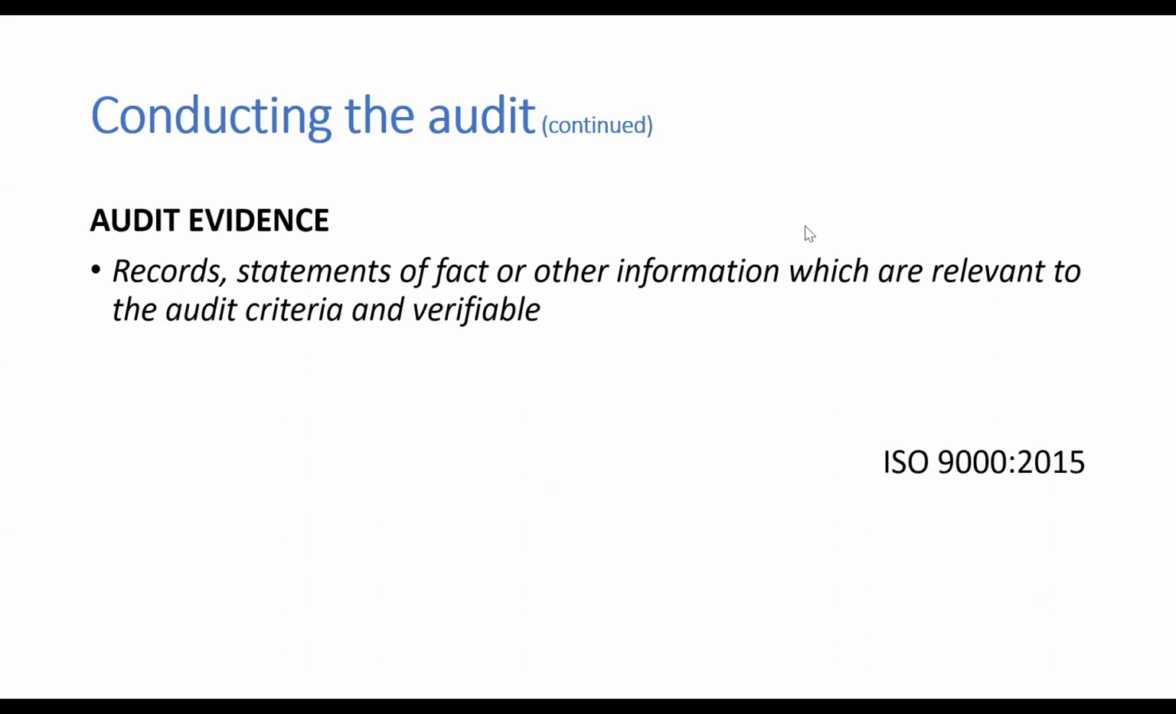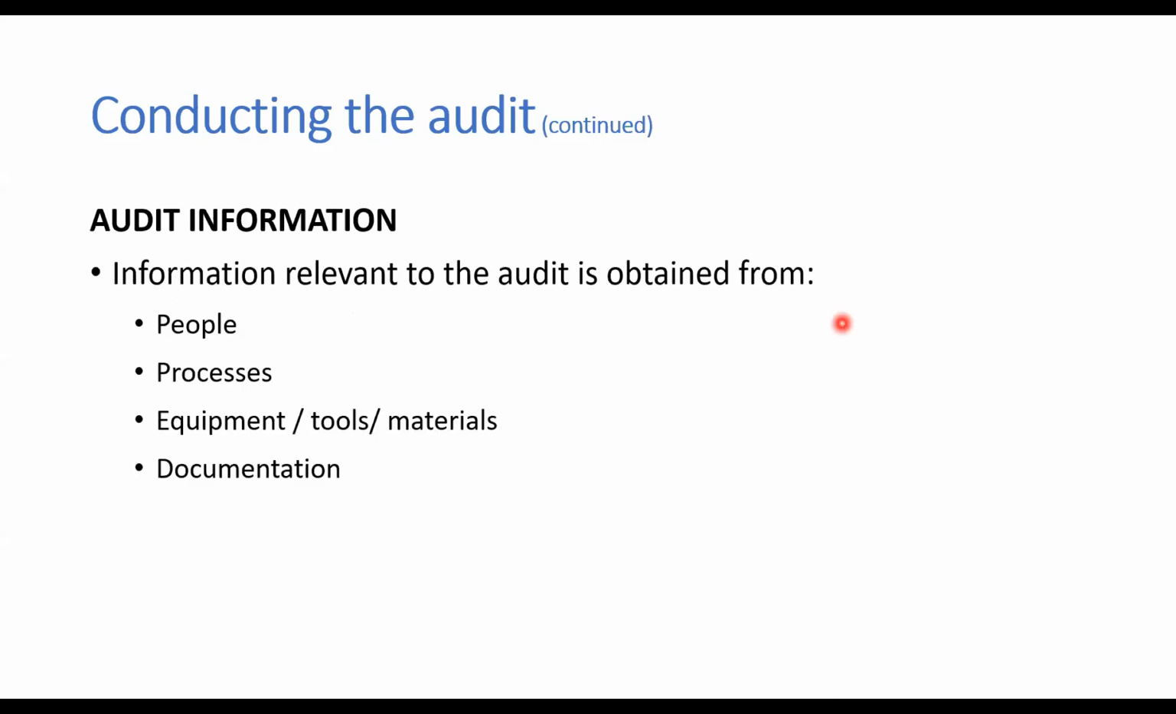This we already discussed, that evidence are records, statements of fact, or other information which are relevant to audit criteria and verifiable. Audit information will come from where? People, process, equipment, tool, and documentation. Very important. Sometimes we do the whole audit by means of documentation. We don't focus on people, we don't focus on process, we don't focus on equipment, tool, and material. We just see the files, too many folders, and we conclude that all is well, the company is performing very well, or the department is performing well.